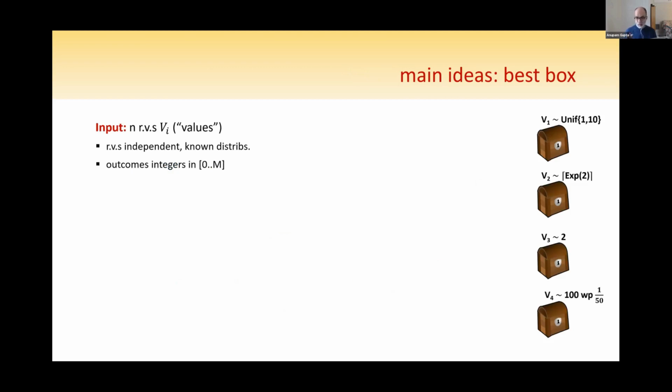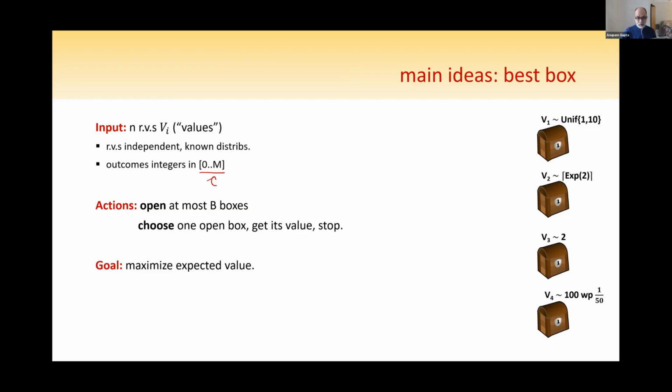Let's do this for the best box problem. Remember, n random variables, independent, known distributions. And let's say that these outcomes are discrete in 0 through n. The examples on the right-hand side are not discrete, but whatever. Or maybe I've made them discrete finally. Yeah, okay, good, they're discrete. You can open B boxes, and then you choose one of those boxes, get its value, and stop. Maximize the expected value. Okay, good.